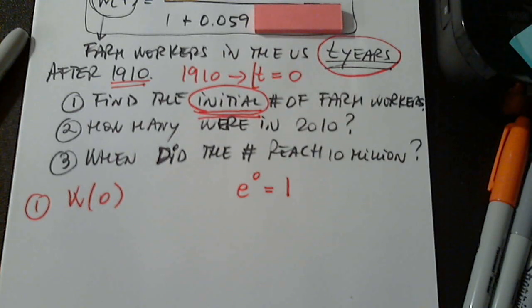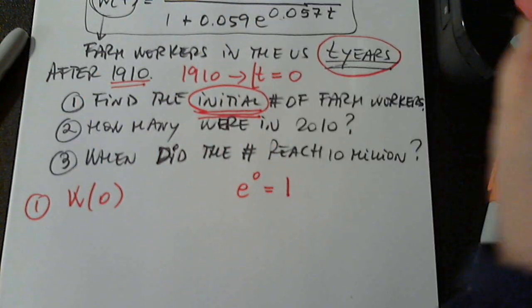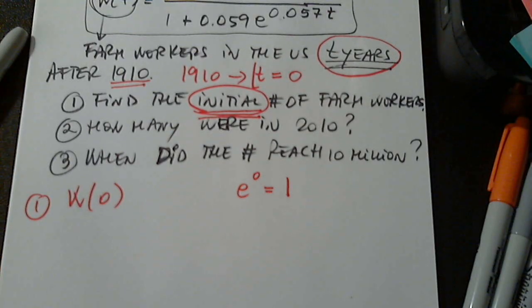So then I have 1 plus 0.059, and then e. And the power, you know, I like my parentheses, for the power is 0.057t. There is no t in the calculator. I have to use x. So close the parenthesis, and close the parenthesis for the whole thing in the denominator. I'm checking again. Yes, I entered it correctly.